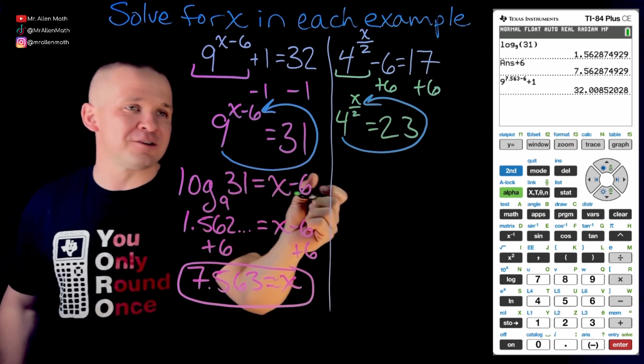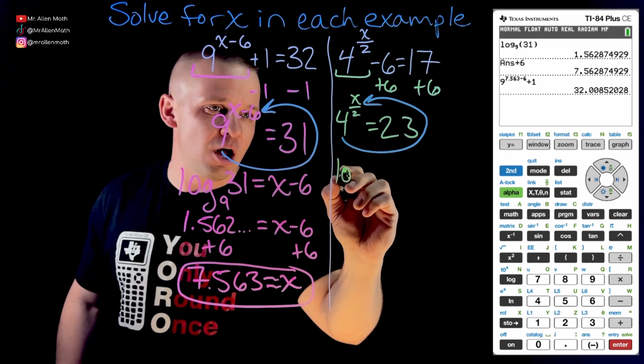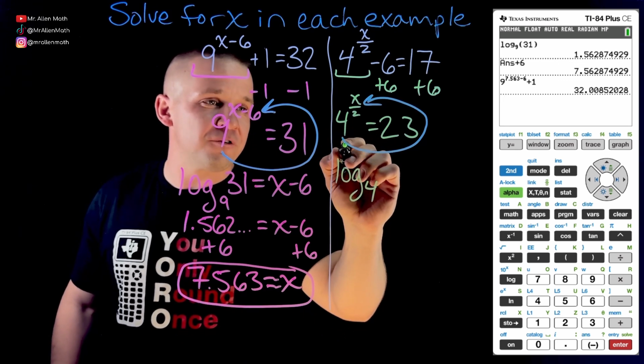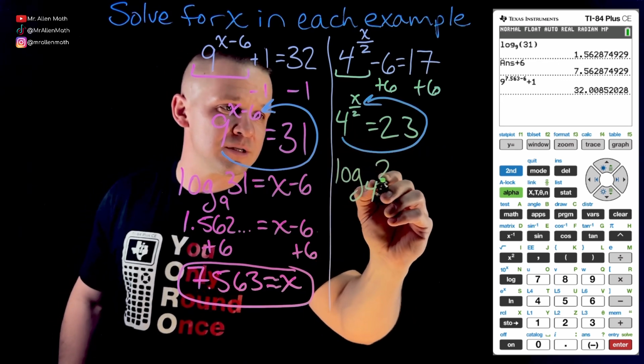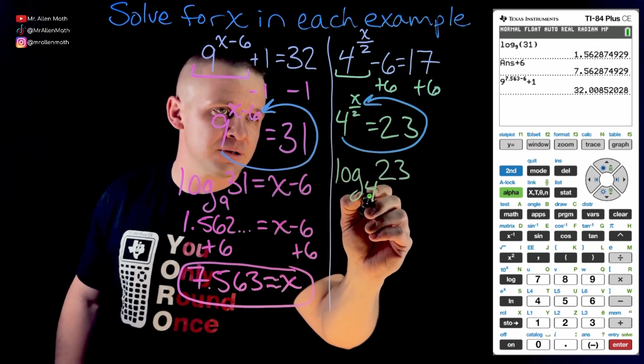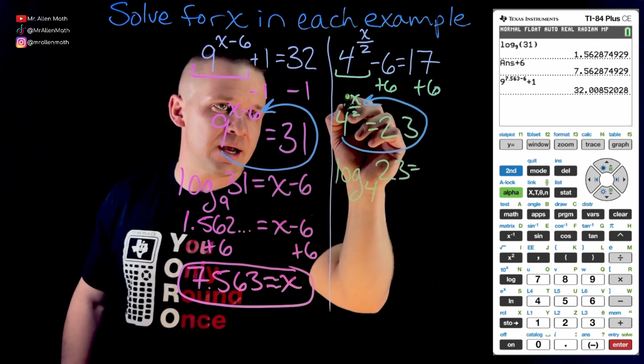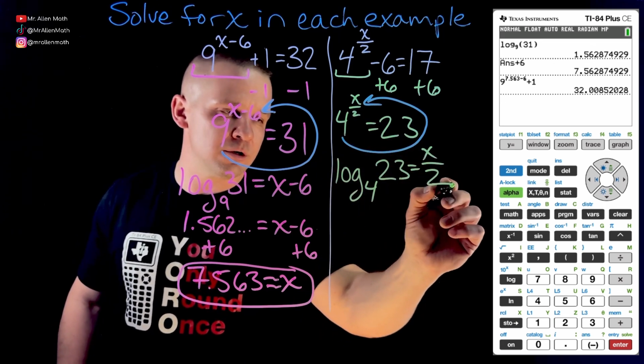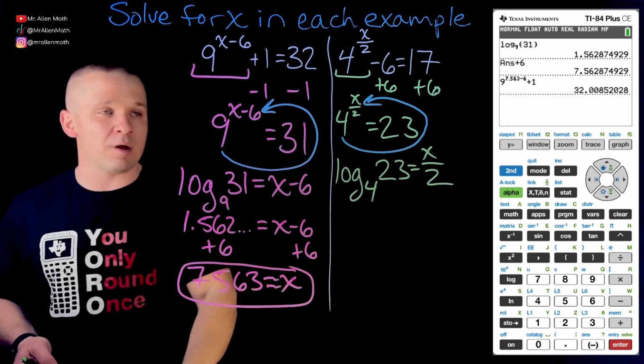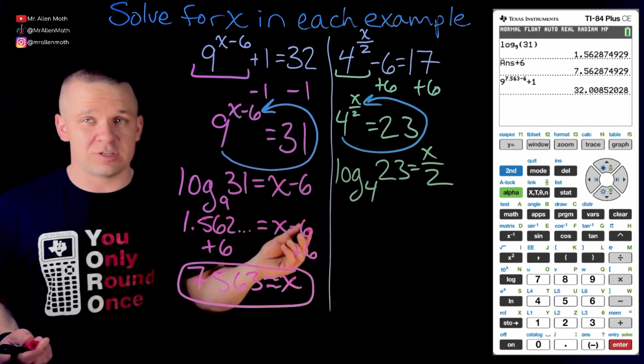We got log base 4. We always start with our base. All about that base. Then the first number that I pass by is 23, so that goes in the log, right? Base is first. Pass by the 23 equals my exponent, which is x over 2. Now, before we even type this in, what am I going to do algebraically here to finish solving this problem?